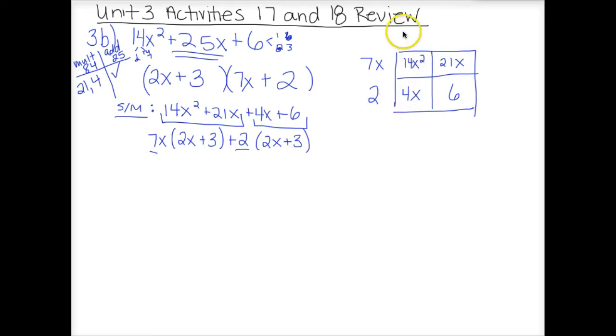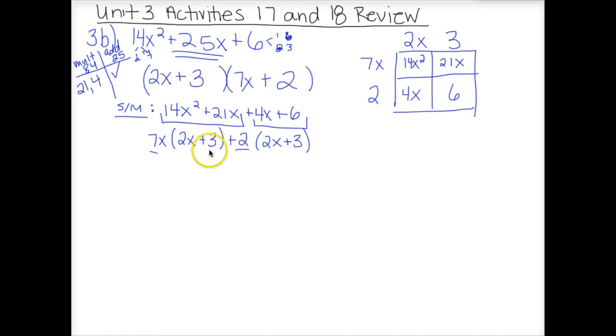This row's GCF is 2x. And this row's GCF is 3. So again, you can see here 7x plus 2, 2x plus 3. So regardless of which method you like, that's how you would go through it.